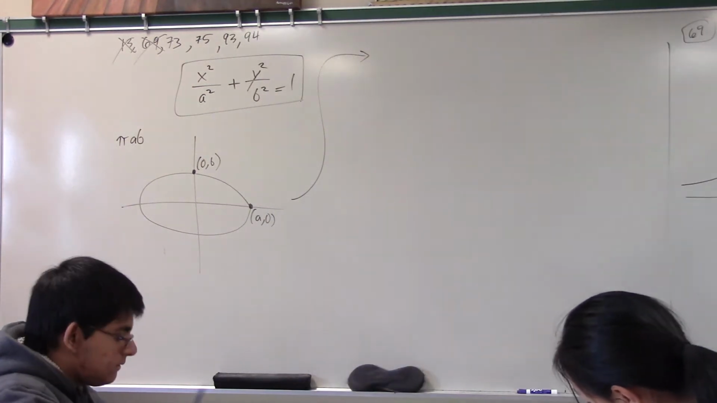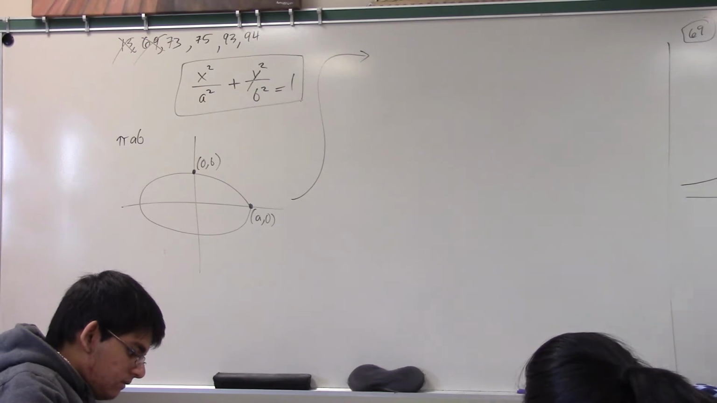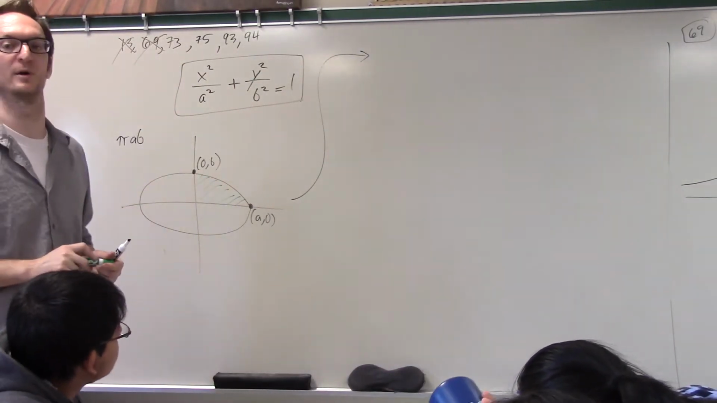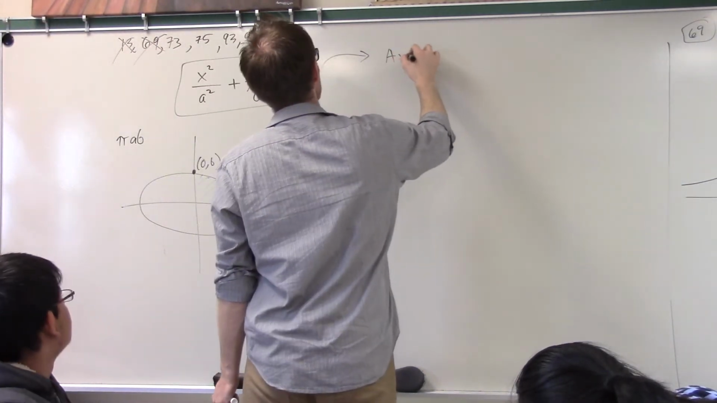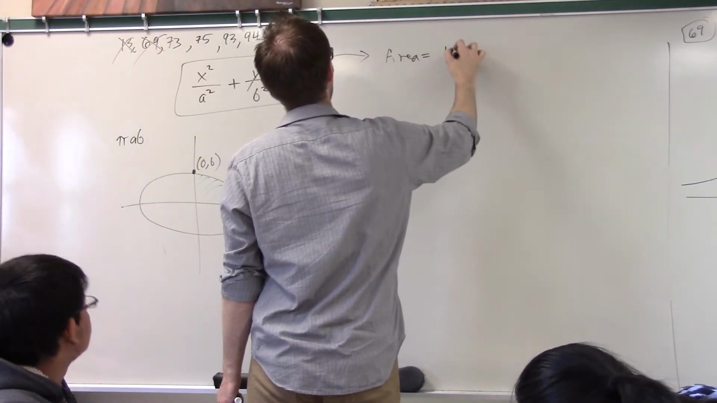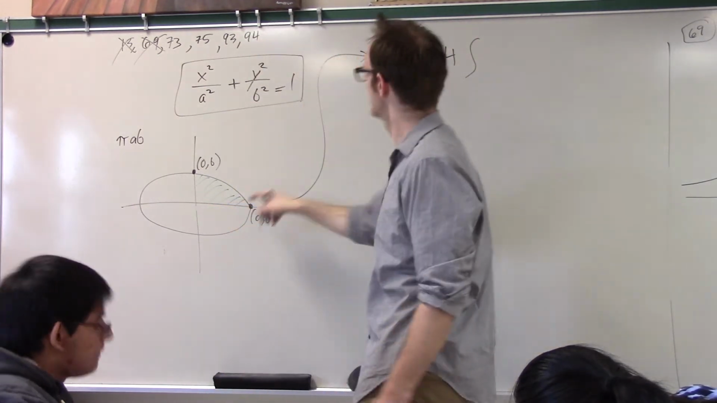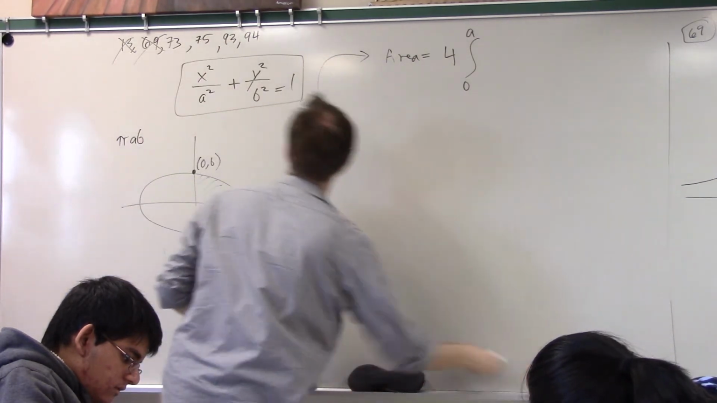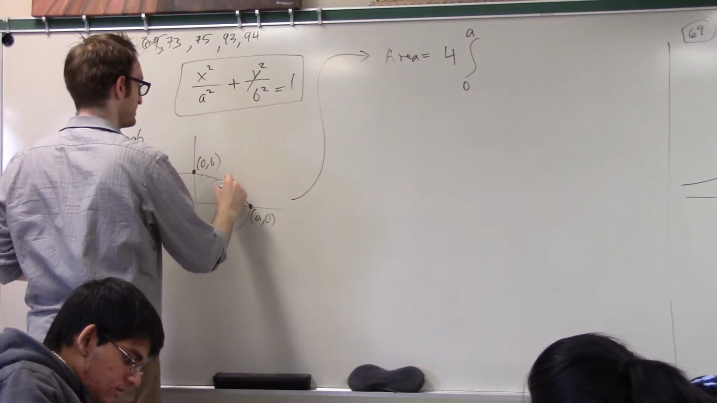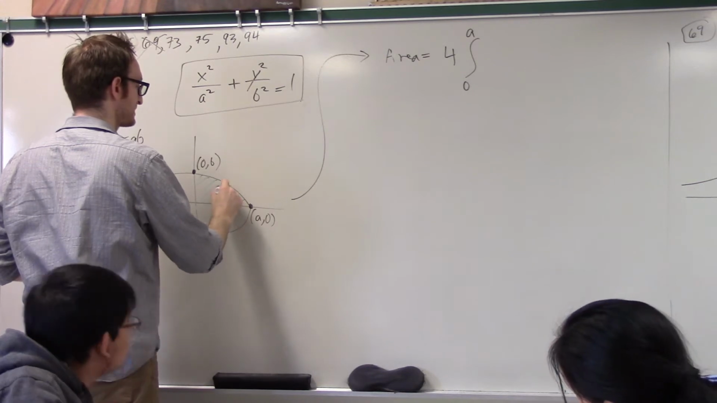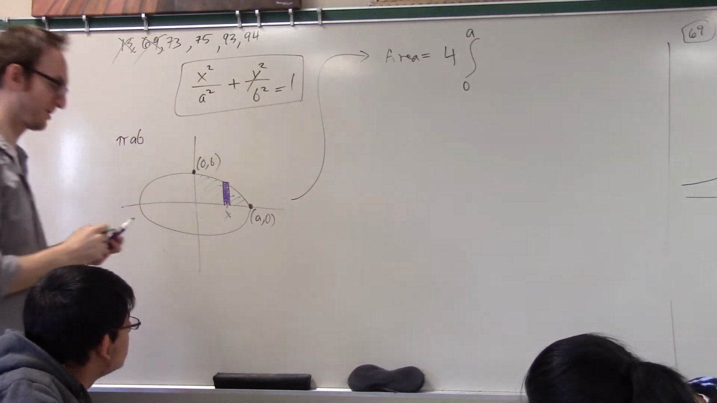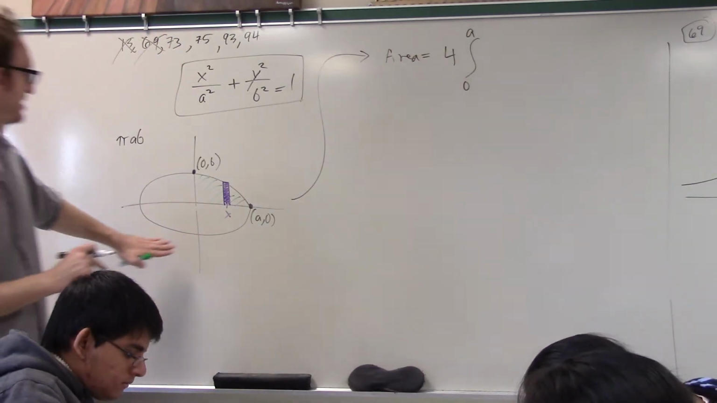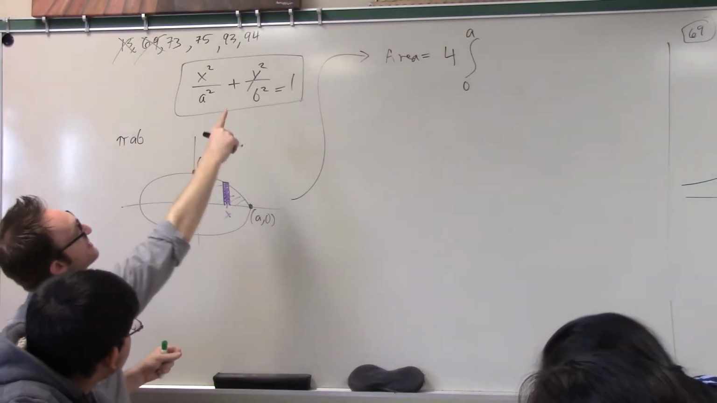Permit me to just find the area of a quarter of the ellipse and then multiply by 4. So I say that the area is going to be 4 times the integral from 0 to a of, well, I need to figure out how tall this function is. In order to figure that out, I need an expression that will return, for an arbitrary x value, what the y value is. But I've done stuff like this before, right? I just need to solve for y.